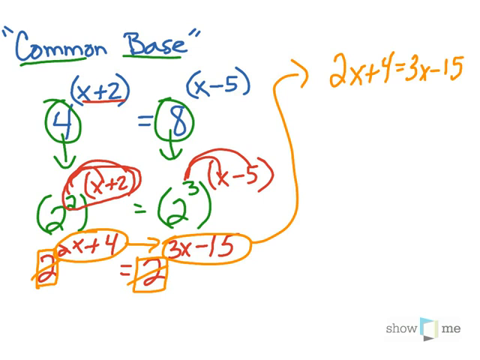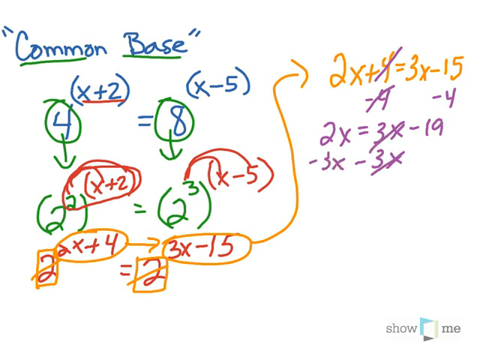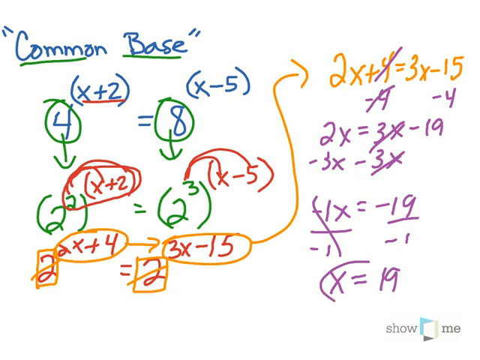And right now we have basically a linear equation to solve to get that variable by itself. This is something most of you do without even thinking now. It's just a habit. I'm probably going to subtract 4, and that gives me 2x equals 3x minus 19. And then I'm going to subtract 3x over to this side, and I'm going to get negative 1x equals negative 19. So I divide by negative 1, and I get x equals 19.